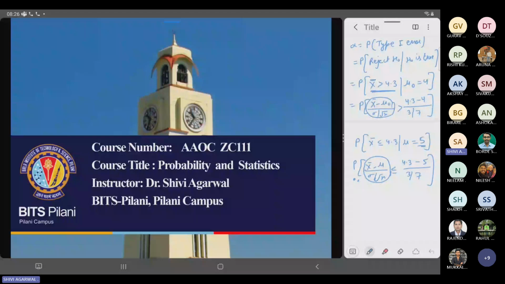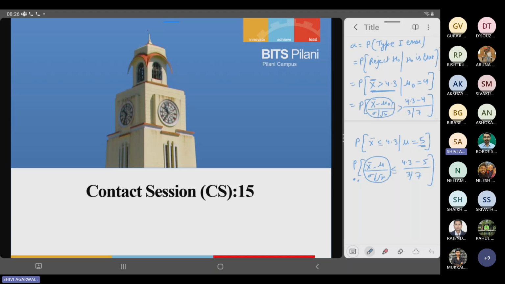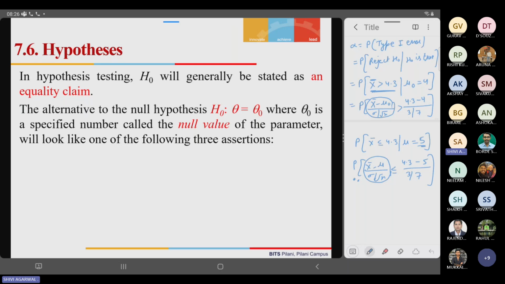Welcome all to the course, ZC111 Probability and Statistics, and this is contact session number 15. In this one, we are doing hypothesis testing. If you remember, in the last class we did hypothesis testing. There are two types of hypothesis.